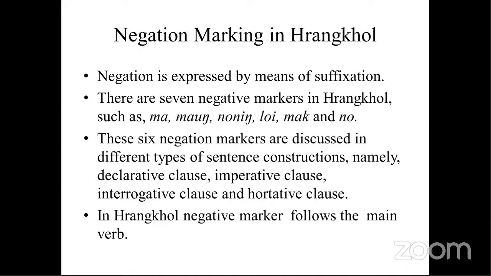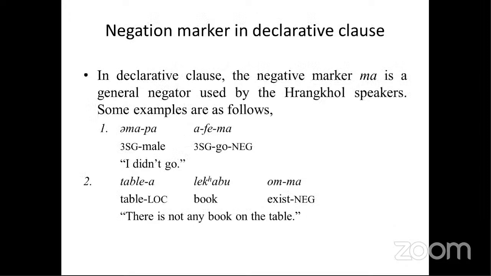Negation marker in declarative clause. In the declarative clause, the negative marker ma is a general negator used by Rangkol speakers. Some examples are amapa, afema. Ama is third person singular, pa is male, I is person agreement, say is go, ma is the negation marker here, which means I didn't go. Second example is table lekhabu omma. Table is locative, lekhabu is book, om is existential, and ma is negation here. So there is not any book on the table.